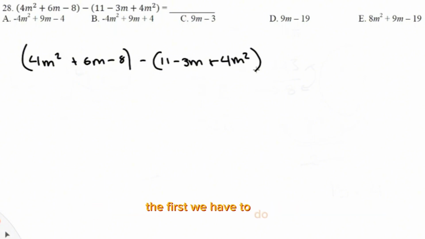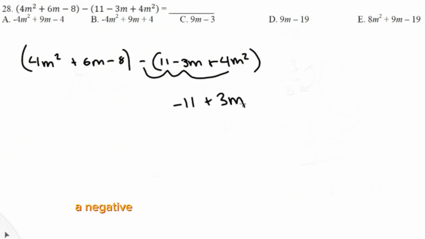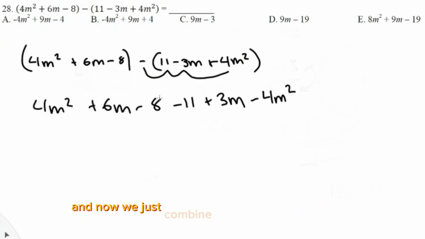The first thing we have to do is see this negative and distribute it into these values. So negative of 11 is just negative 11. Negative of negative 3m is positive 3m. And negative of positive 4m squared is negative 4m squared. Alright, now we can put this with 4m squared plus 6m minus 8. And now we just combine the like terms.